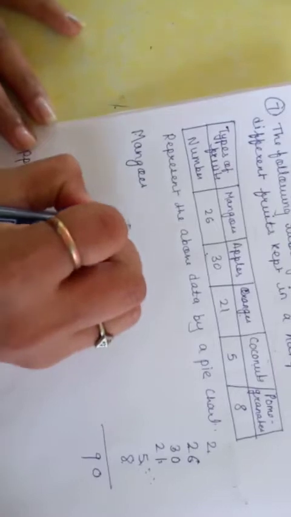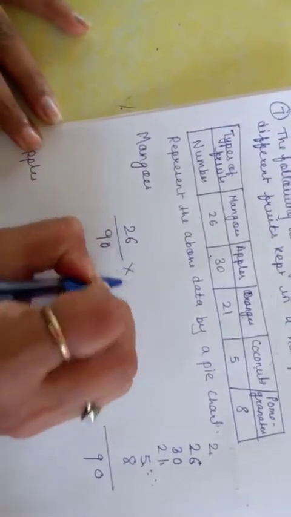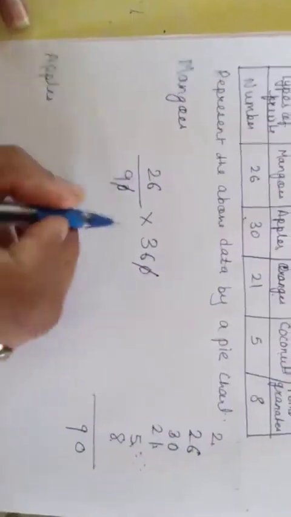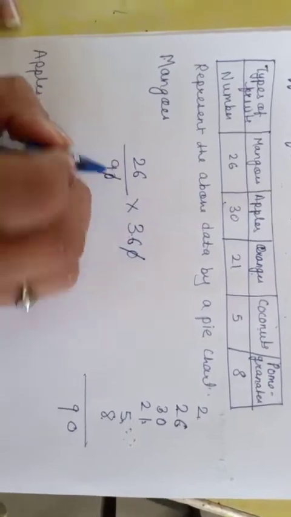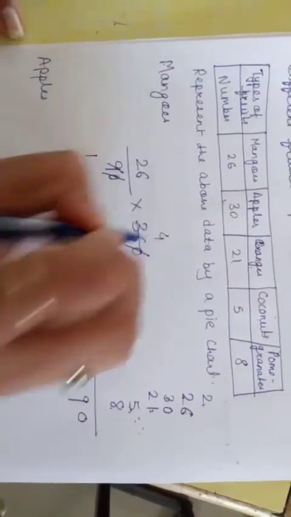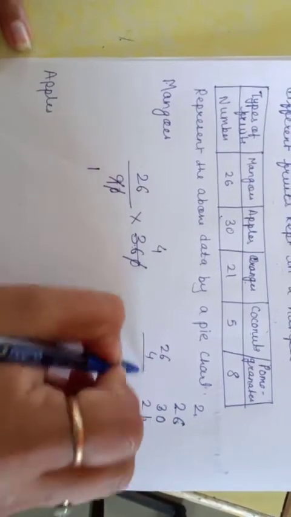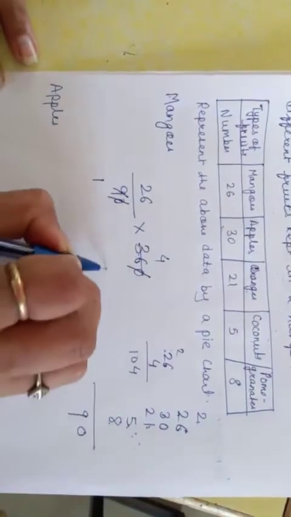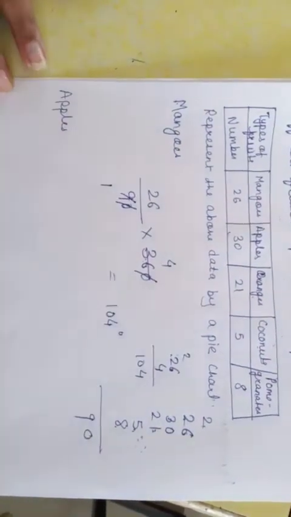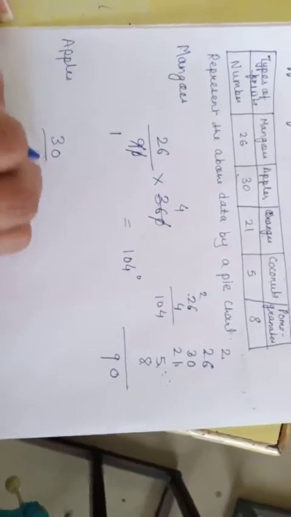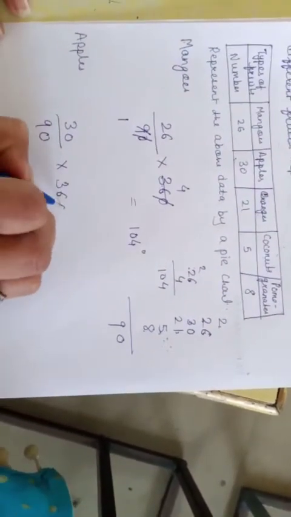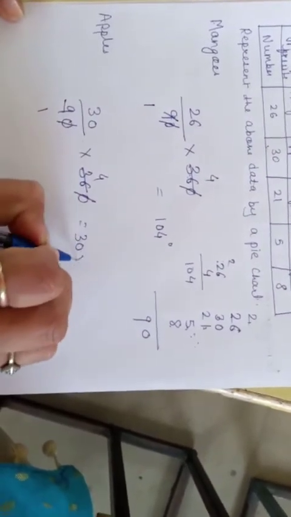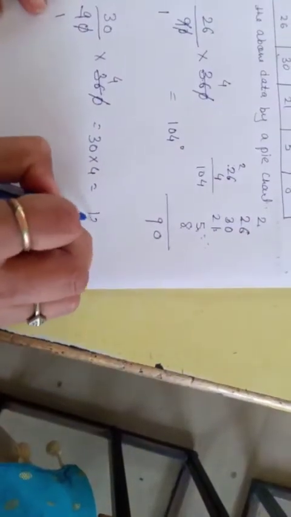Now what we will be doing? 26 upon 90 into 360. Right? So we will be cutting these zeros, and we will be dividing directly by 9. So this will be 1 and this will be 4. So 26 into 4 is, 4 6s are 24, 4 2s are 8, 8 plus 2, 104. So the degree is 104. Now for apples, 30 upon 90 into 360. So this will be reduced, we are doing it 1 by 4. So 30 into 4 is 120.